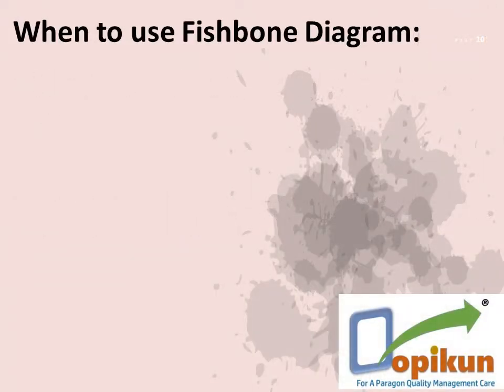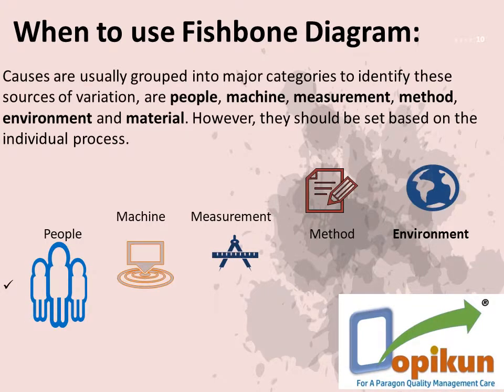When to use a fishbone diagram. Point 3. Causes are usually grouped into major categories to identify these sources of variation: people, machine, measurement, method, environment and material. However, they should be set based on the individual process.